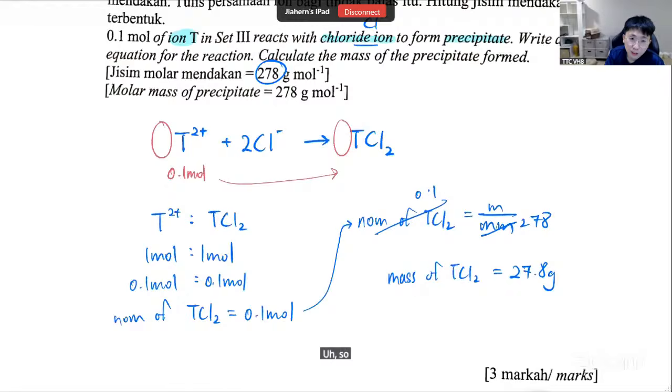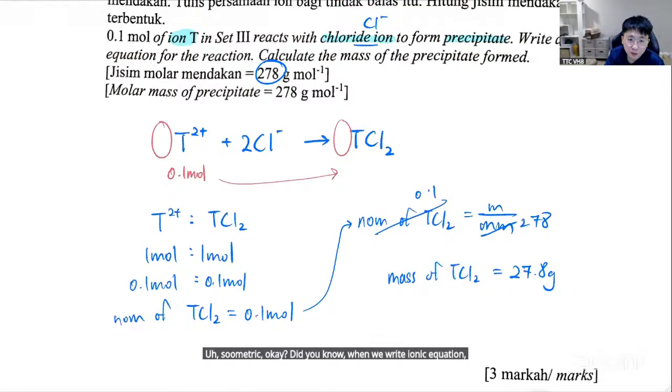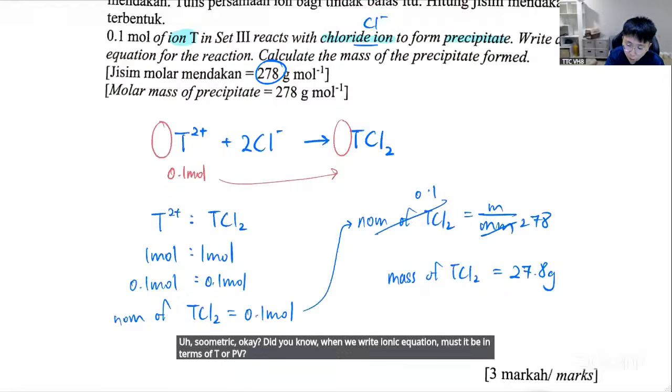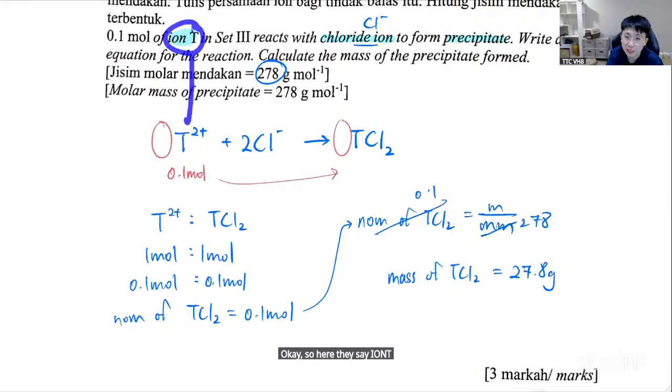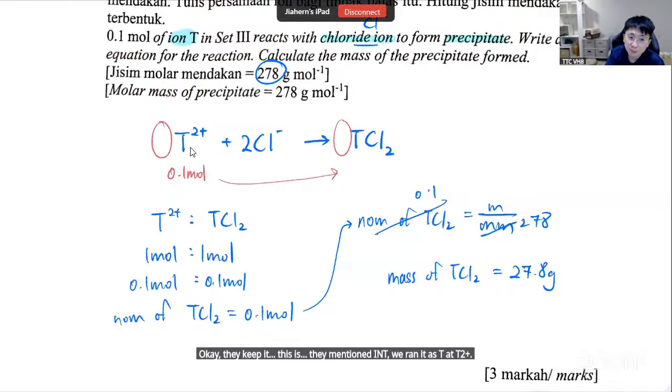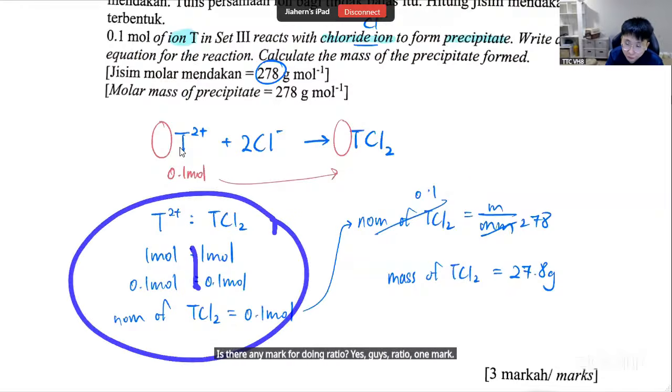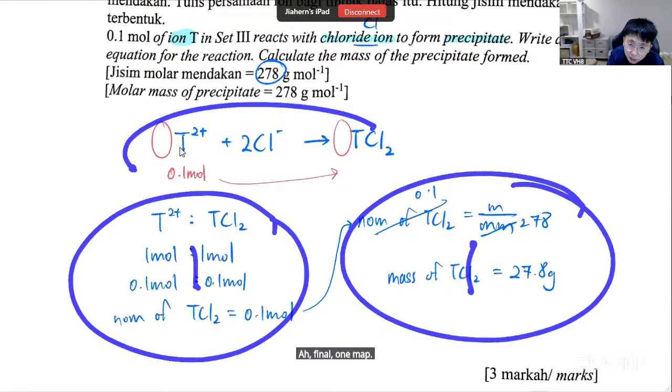Teacher, when we write the ionic equation, must it be in terms of T or Pb? Okay, here they say ion T, right? So we keep it as ion T. They mention ion T, we mean T2+. Is there any mark for doing ratio? Yes, guys, ratio 1 mark. Final answer 1 mark. Ionic equation 1 mark.